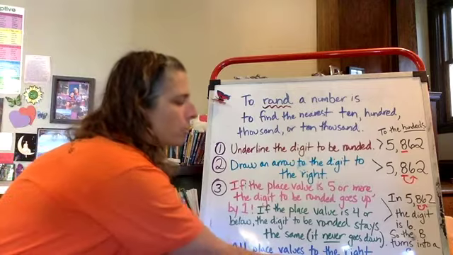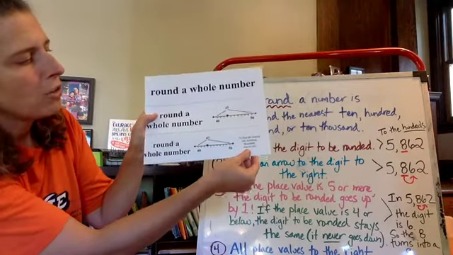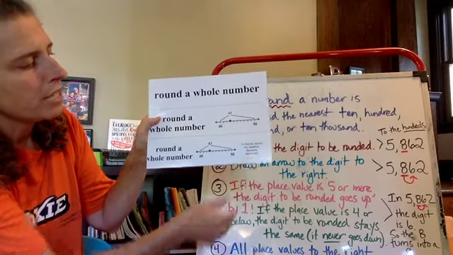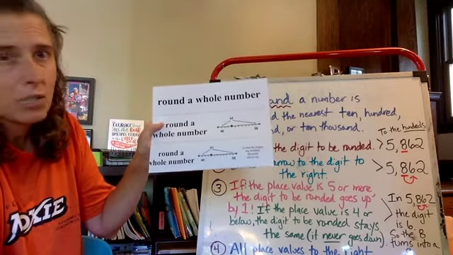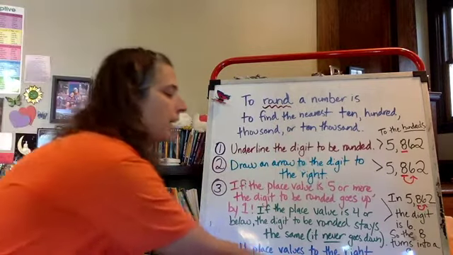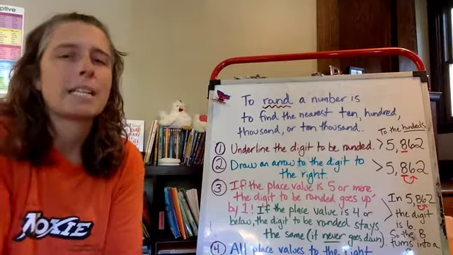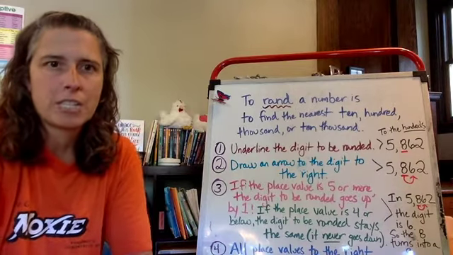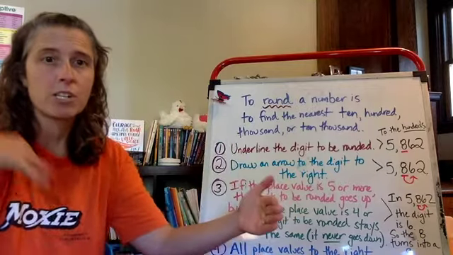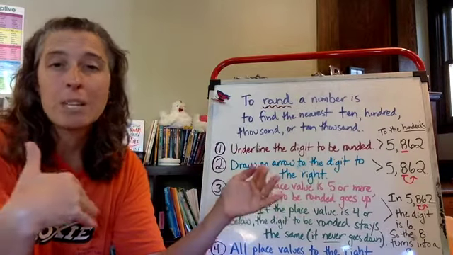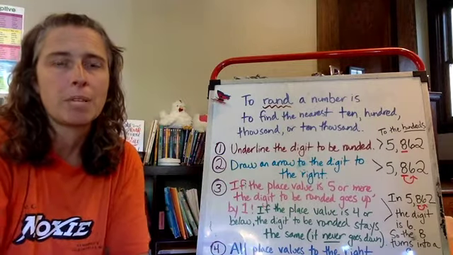It's way down here, so I'm going to grab it. So rounding a whole number. When you're rounding a whole number, you're finding to the nearest 10, 100, 1,000, and so on. So say if I had the number, let's say 27, and I wanted to round to the nearest 10. Is 27 closer to 20 or is it closer to 30? 27 is a lot closer to 30, and you'd be able to see that if you had a number line.